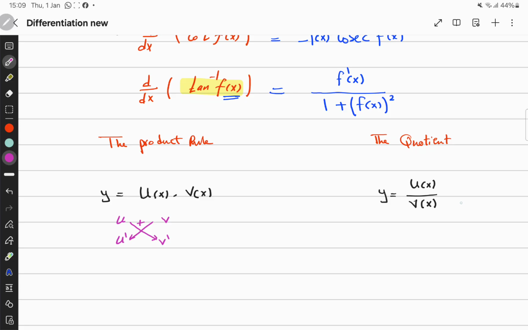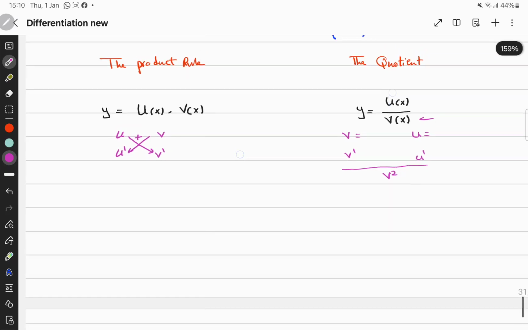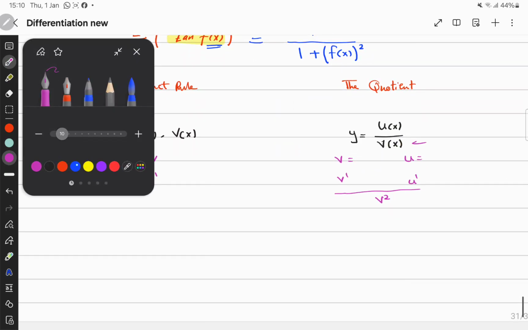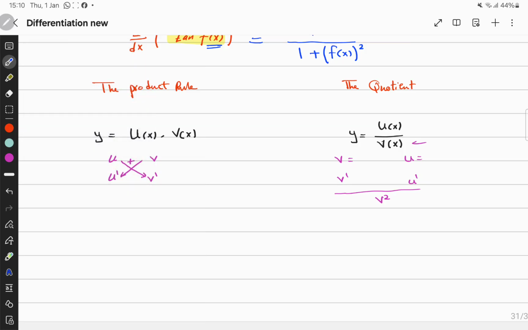Here it's necessary to start from the denominator. So v first, then u, then v prime, then u prime, and divide all of this by v squared. So here the derivative of the product rule, dy with respect to x, equals u times v prime plus v times u prime.